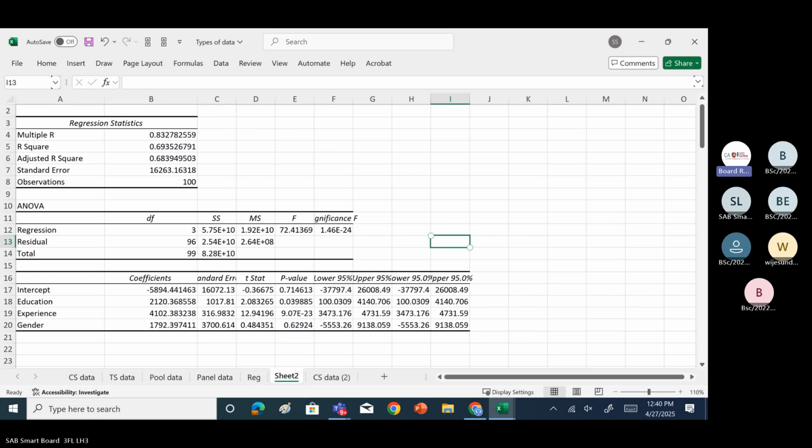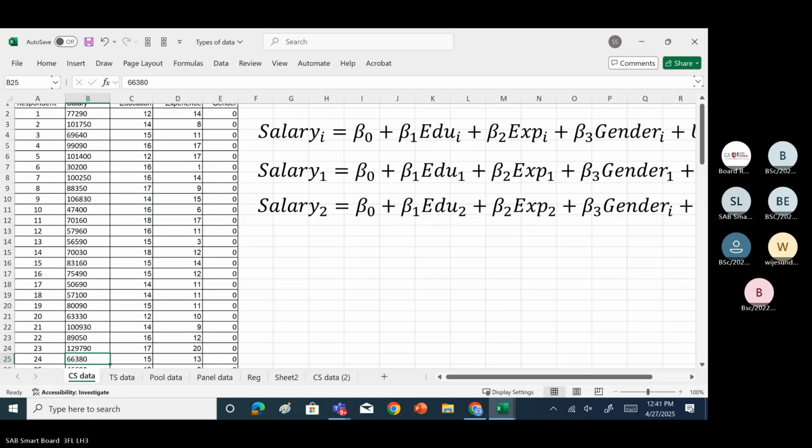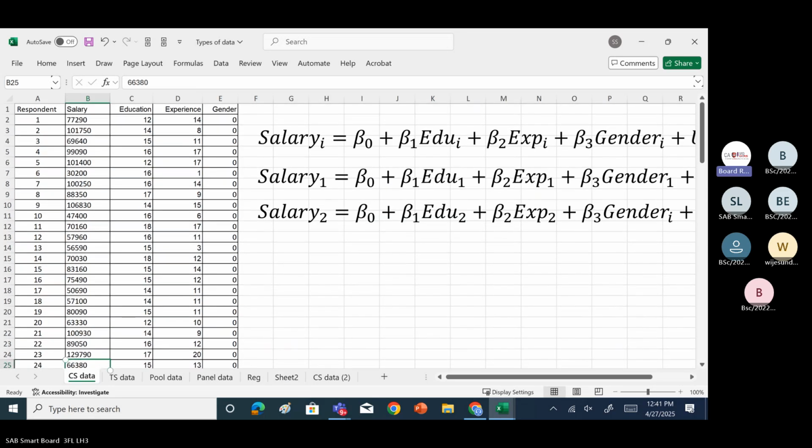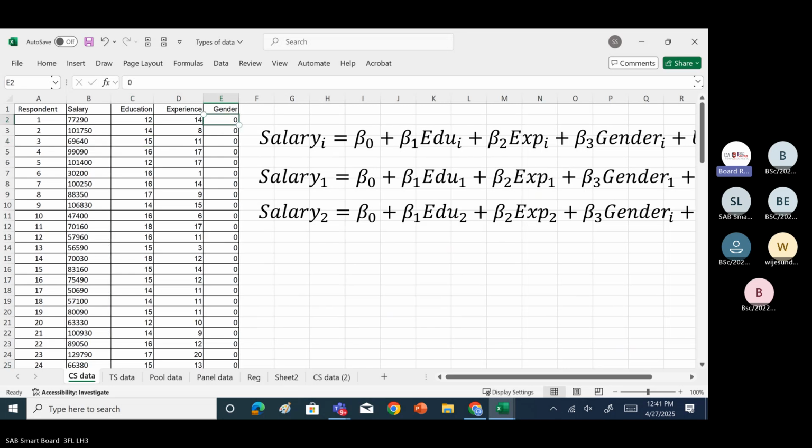So now you have a research model, right? So what is your research model? Y equals beta 0 plus beta 1 x1 plus the error, right? So regarding our result, what's our result? In the particular example, determinants of salary, or how education, experience, and gender impact salary.